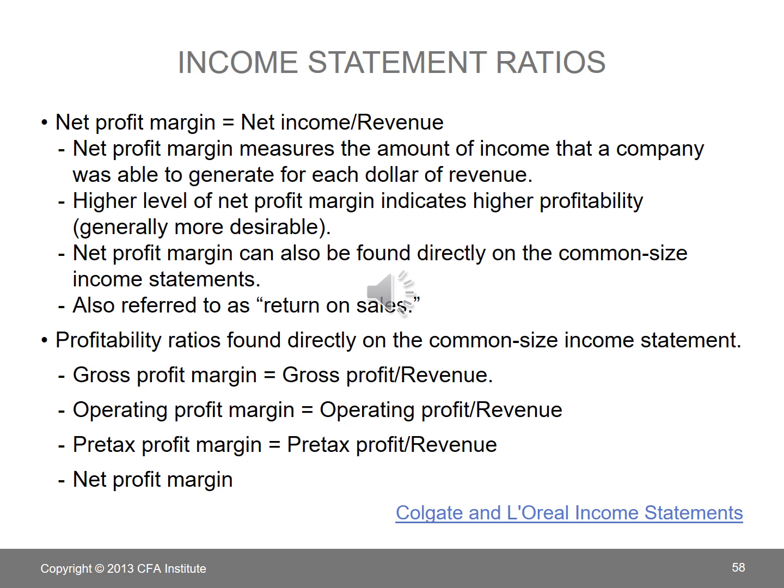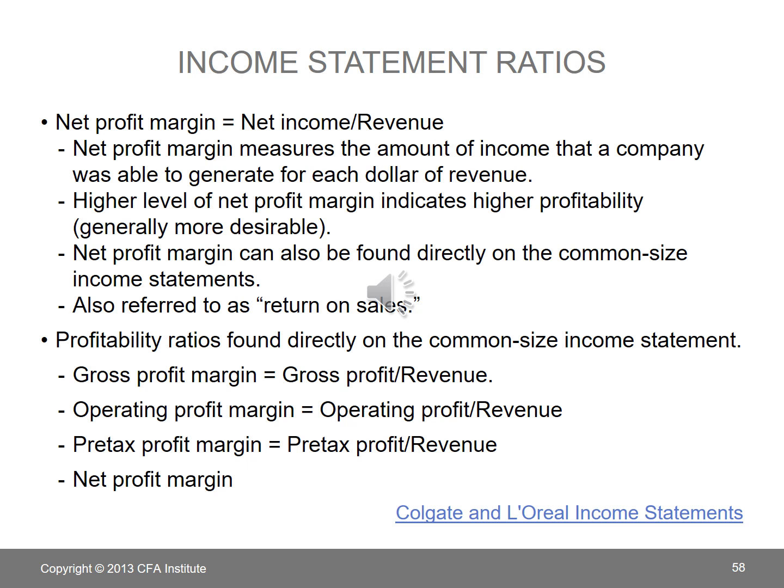Net profit margin can also be found directly on the common size income statements, so it can make your job as an analyst easier. Another measure of profitability is the gross profit margin, sometimes called gross margin for short. Gross profit is calculated as revenue minus cost of goods sold, and the gross profit margin is calculated as the gross profit divided by revenue. Okay, so your formula would be gross profit margin equals gross profit divided by revenue.